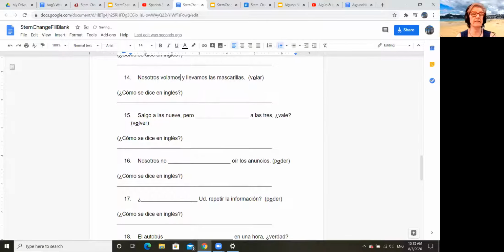Y aquí es volamos. We do not have a stem change because, again, it's the nosotros form. Volamos y llevamos. Aquí llevamos, we have more the idea of wear, an item of clothing. Llevar can have more than one meaning. Volamos y llevamos las mascarillas. We fly and we wear masks. Okay.